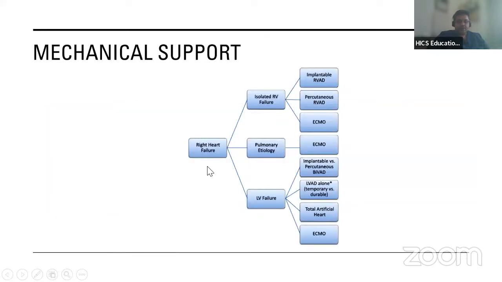Mechanical support for the right heart. If it is isolated right ventricular failure, you have an implantable RVAD, you have a percutaneous RVAD and ECMO, which we discussed in our ECOS workshop recently. If you have a pure pulmonary etiology, you have veno-venous ECMO. If you have LV failure causing RV failure, you have VADs, LVAD alone, and transplant and veno-arterial ECMO. These are all the mechanical supports available for the management of patients with right ventricular failure.